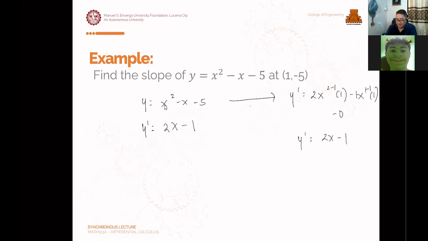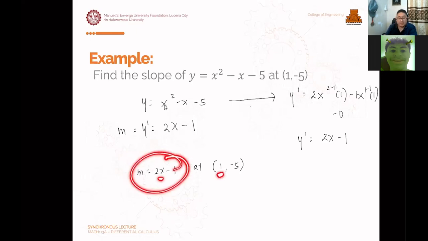Okay? Once you get the derivative, so yan yung ibig sabihin yung hinahanap nating slope. Again, the slope is represented by the letter m. No? So, m is equals to 2x minus 1. And sabi niya, at point 1, negative 5. Dun sa given derivative natin, ang meron lang tayong variable is x. So, si x lang yung gagamitin natin.